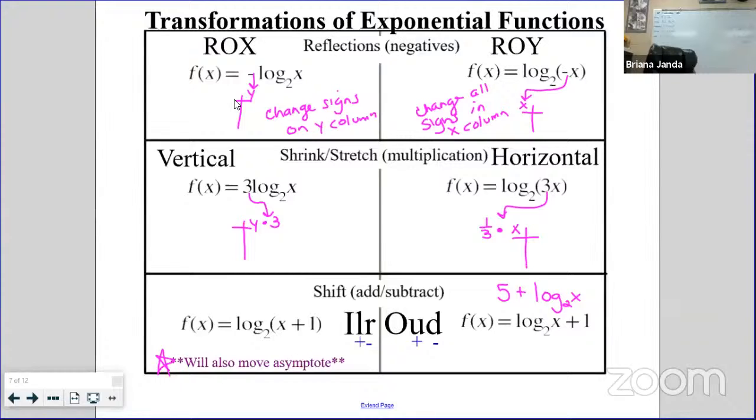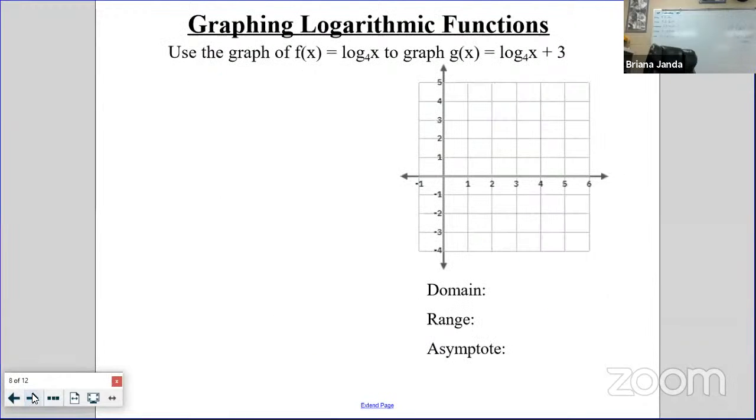Questions? Does anyone still need this page? Okay, let's do some transformations. Very similarly to what you saw in your exponential graphing, they will say use the parent function, use the graph of f of x equals log base 4 of x to graph g of x equals log base 4 of x plus 3.